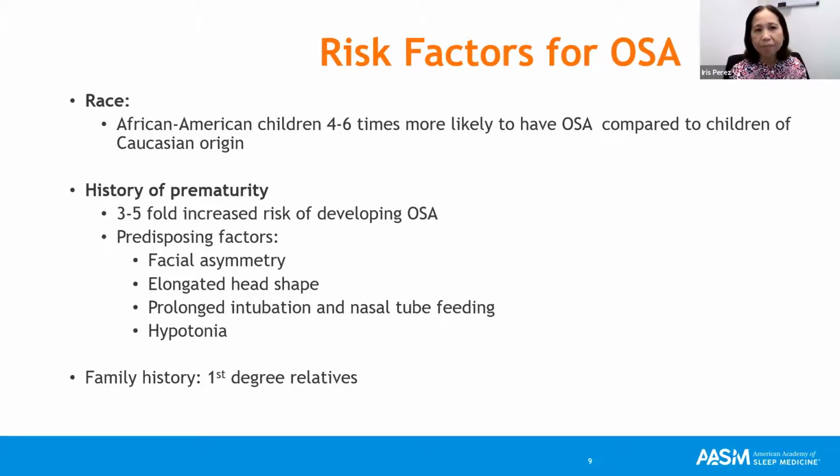Another risk factor is history of prematurity, where children who are born premature have a 3 to 5-fold increased risk of developing OSA. And this may be due to the presence of facial asymmetry, elongated head shape, exposure to prolonged intubation and nasal tube feeding that changes the architecture of the palate, and the presence of hypotonia. There is also increased risk of OSA in first-degree relatives.